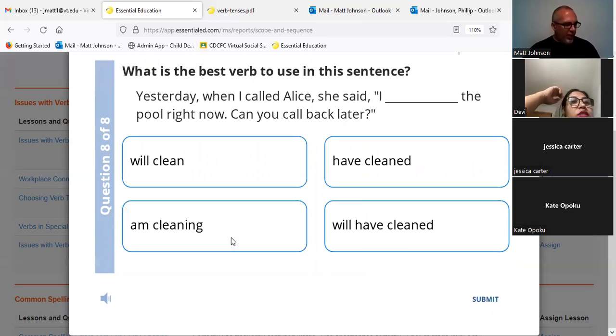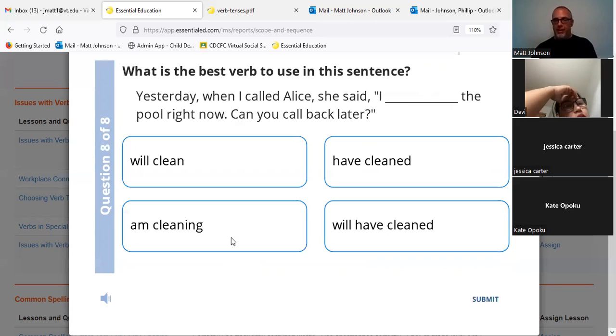Okay, and the final one here. Yesterday, when I called Alice, she said, "I am cleaning the pool." That's the use of two different tenses again, right? So explaining when I called Alice. So called, signaling past tense. That's an event that occurred yesterday, or whenever it happened in the past.